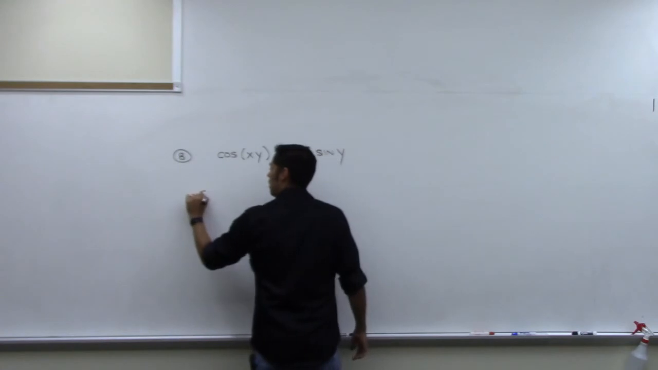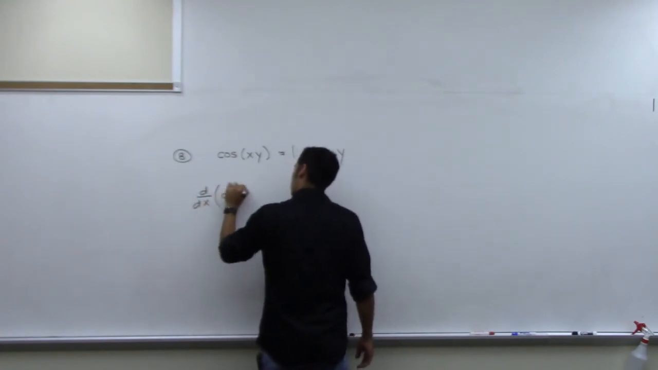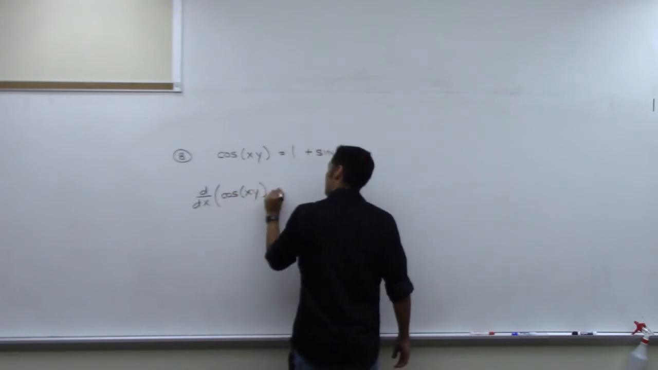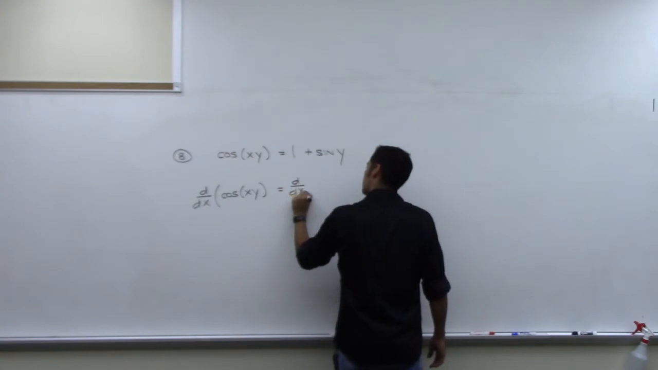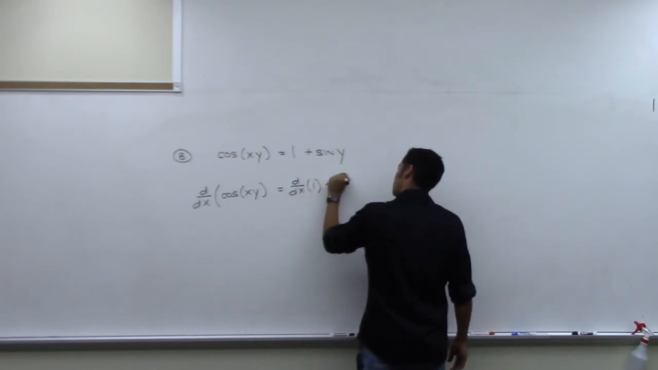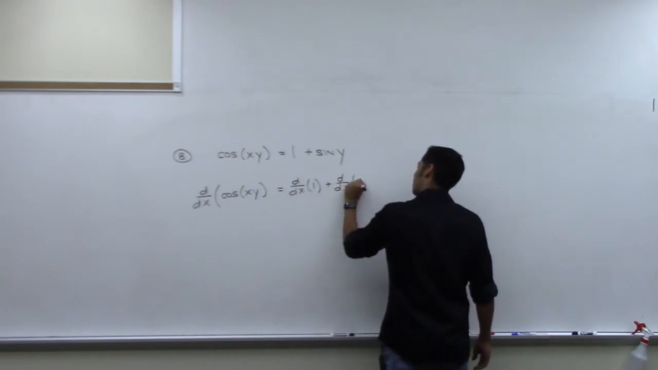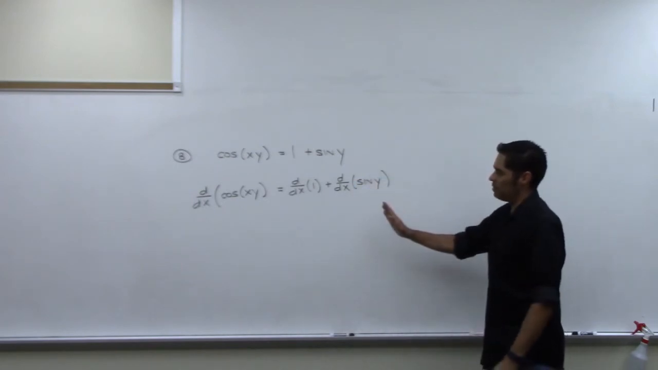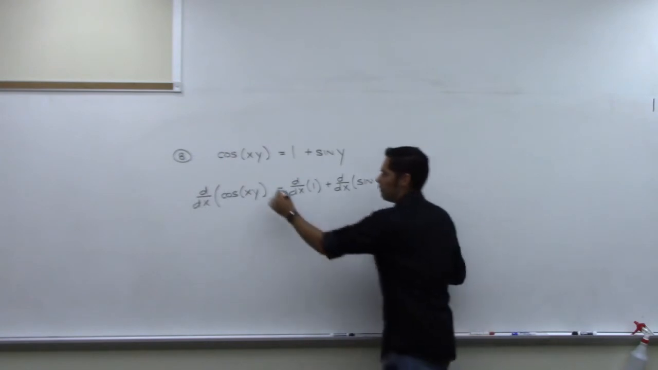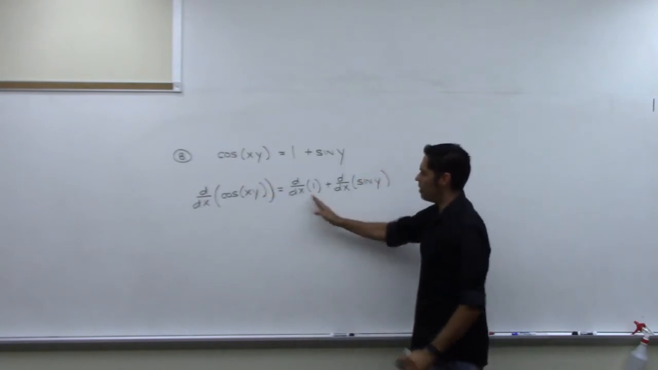So I want the derivative with respect to x of cosine of xy. This must equal, since this is two terms, the derivative with respect to x of 1 plus the derivative with respect to x of sine of y. Now, I'm going to do the right side first, because I think it's a little easier. Oops, I forgot my parenthesis there. The derivative of a constant is 0.